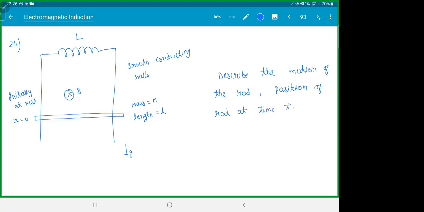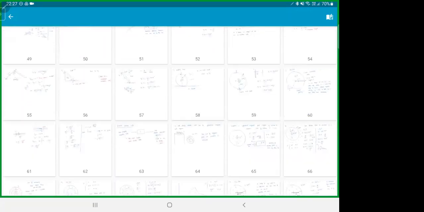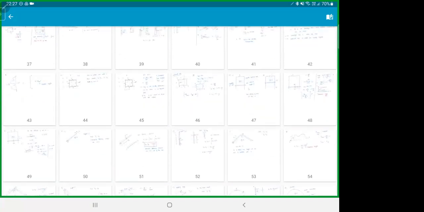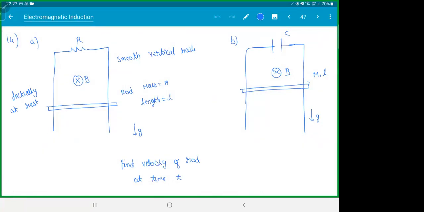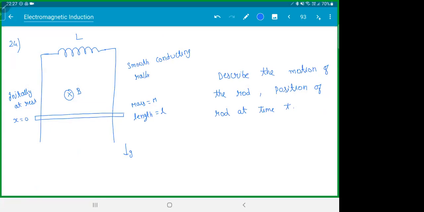Let's get this thing. This will be a proper advanced question. This will be a paragraph. Think how will you do this thing? You have a lot of things here. Motional EMF, because the rod is going with velocity, you get a BLV EMF. Because of EMF, you get a current. Because of current, you get an ILB force. This question is quite similar to this guy. If you remember, we had done this 14th one. 14th, we had a resistor, we had a capacitor. Now we have an inductor.